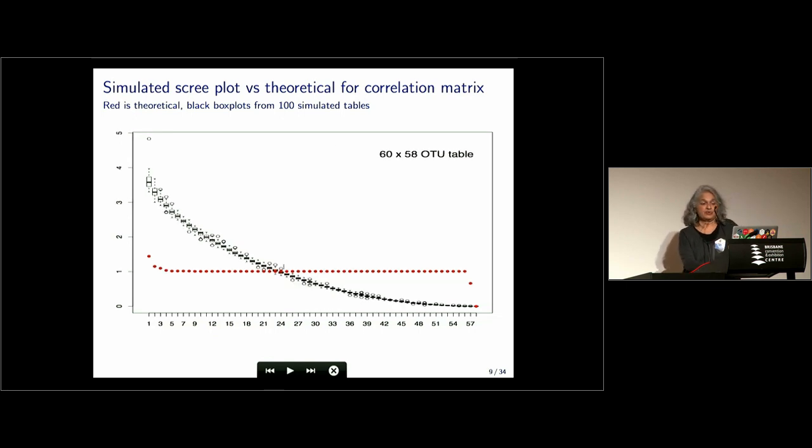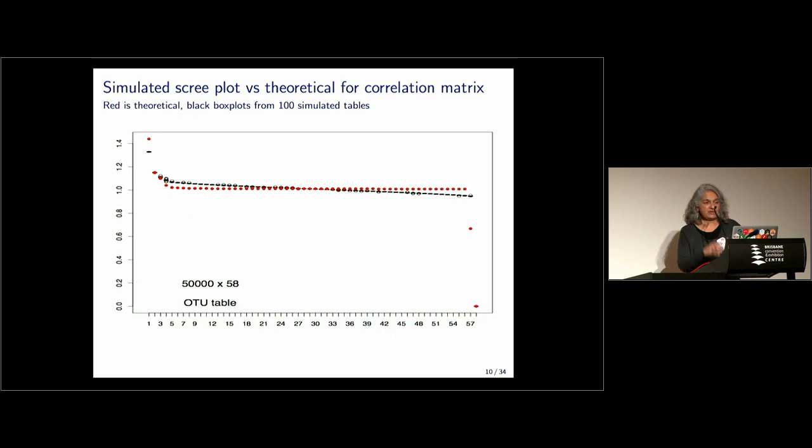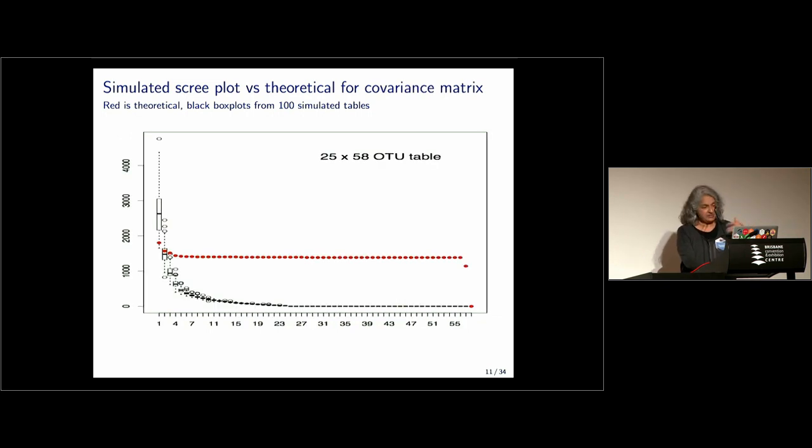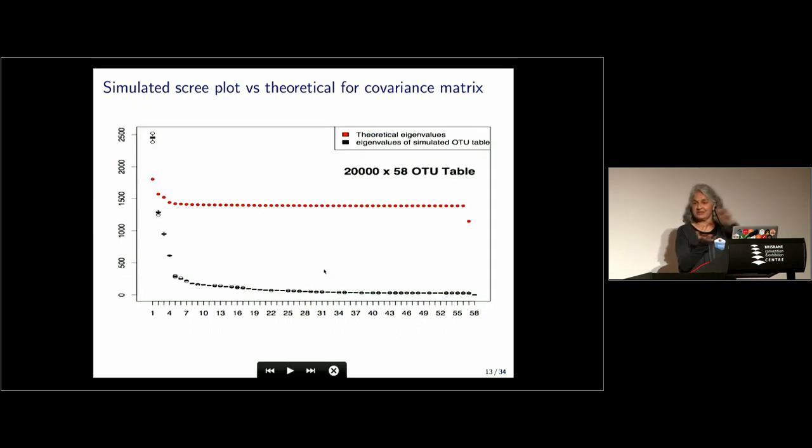This is the same story when you go to 60 by 58. Now the sample size is about the same as the taxa size, and things don't really match up until you have about 50,000 samples. There are no microbiome studies with 50,000 samples. People get about 400 to 500 samples, and 58 is a very small taxa size. People usually have 400 or 500 taxa at a minimum. So we're using a technology that was derived for n much greater than p, and we're blindly applying it because we have n less than p. Same thing with the covariance matrix. You see similar stuff. Even at 20,000, things aren't quite matching up.